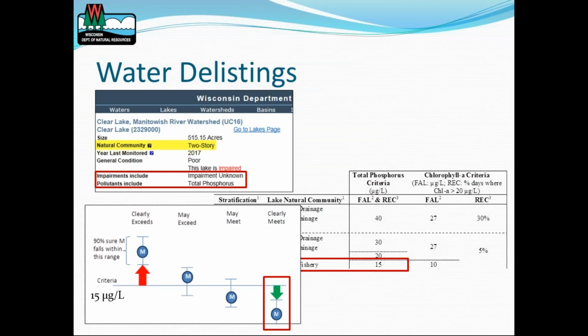So the criteria line is 15 micrograms per liter, and the mean, which is the M in the circle, and the confidence interval around it needs to be below the criteria in order for it to be delisted. In most cases, a listed water is above, it clearly exceeds the criteria. And you can see if a water body is improving potentially by the fact that it goes from clearly exceeds to may exceed or may meet before it gets to clearly meets.